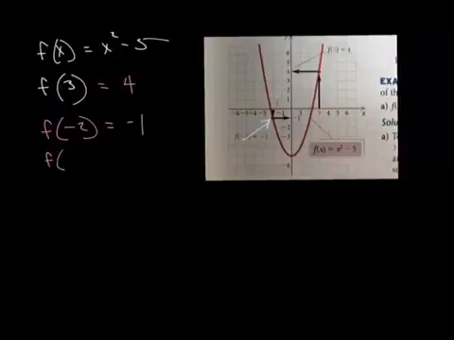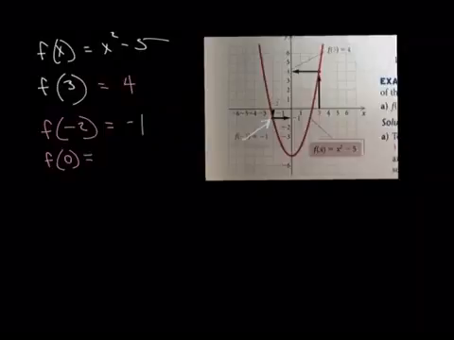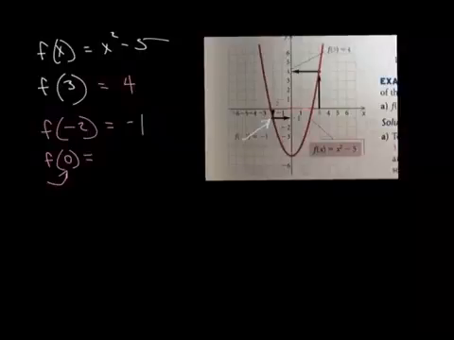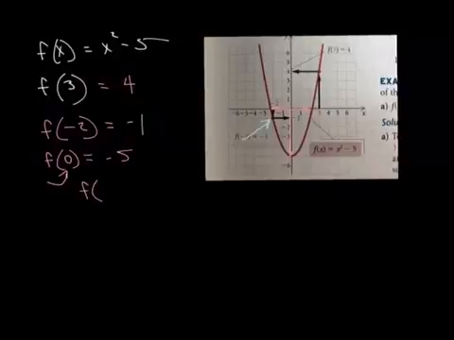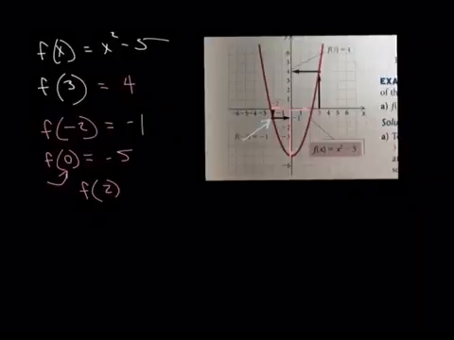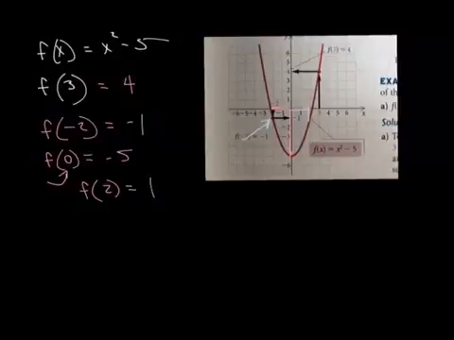What happens when x is 0? So, I'm sorry, not f is 0, but our x is 0. That means we go left or right, nothing, and then we just go straight down to where the graph is, and it's negative 5. What happens if x is, let's say, 2? Well, if x is 2, then we come over 2, and to get to the graph we have to go down, looks like about 1. Okay, so that's what we're doing for those examples.